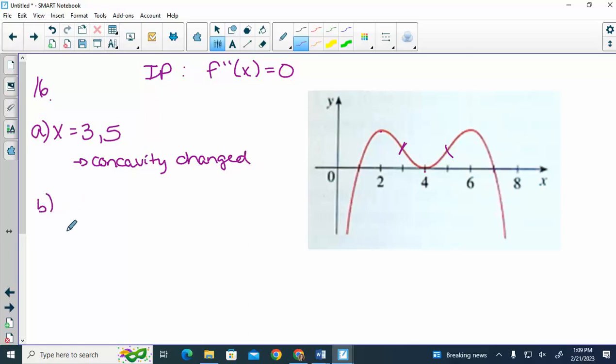B said, okay, I still want the inflection points, but now pretend this is the graph of the first derivative. Okay, so I'm not just looking at the concavity of this anymore. This is my first derivative. I want to know when the second derivative is 0. So when will the derivative of this be 0? Derivative is the slope of a tangent line. So where does this graph have a horizontal tangent line? And my reason, horizontal tangent.